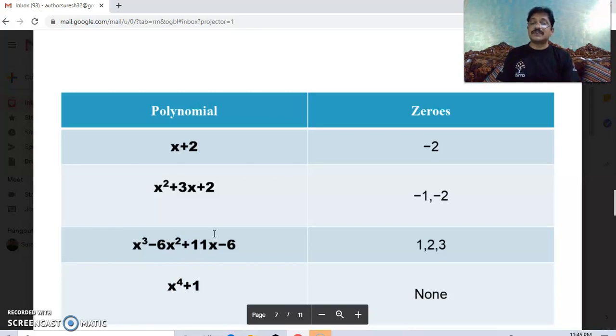Just now I said a linear polynomial has only one zero. When you consider x square plus 3x plus 2, then two zeros of the polynomial are possible. So minus 1, minus 2 are the zeros of the polynomial. When you consider x cube minus x square plus 11x minus 6, there are 3, that is 1, 2 and 3. X to the power 4 plus 1 has no zeros. So is it clear? We can say from this table a polynomial may have zeros or may not have zeros also. Clear? Okay.